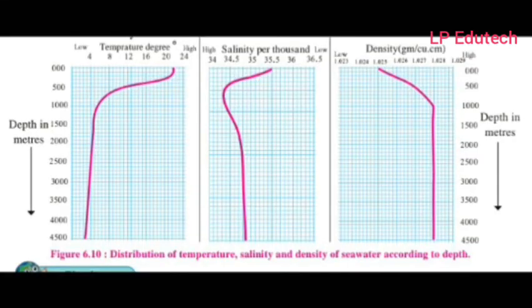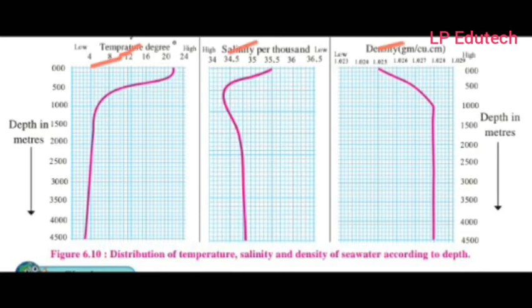So friends, let us continue with the same lesson. Now on page number 55, you have figure 6.10. It is entitled distribution of temperature, salinity and density of seawater according to depth. So according to the depth, here we have temperature, salinity and density.